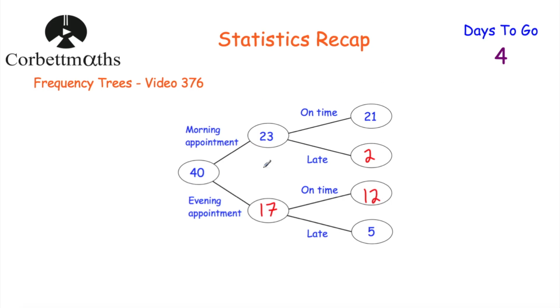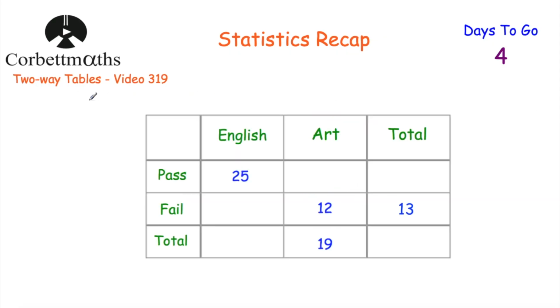So you might be asked to complete a frequency tree, and that's quite important. Also, you might be given questions where you've got to write down, for instance, what fraction of the morning appointments were late. So then that'd be 2/23 and so on. So make sure you're able to answer questions involving fractions and so on whenever you're dealing with frequency trees. Okay, next topic, two-way tables.